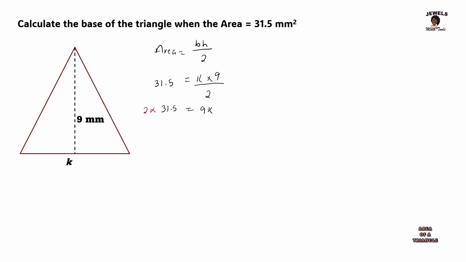So let's begin with our multiplication. So we have 31.5 being multiplied to 2. 2 times 5 is equal to 10. We put our 0, carry the 1. 2 times 1 is 2, plus 1 is equal to 3. And then 2 times 3 is equal to 6. We have one digit behind the decimal point in our question, so we'll have one digit behind the decimal point in our solution as well. So let's substitute that answer back into our question. So we have 63 is equal to 9k.